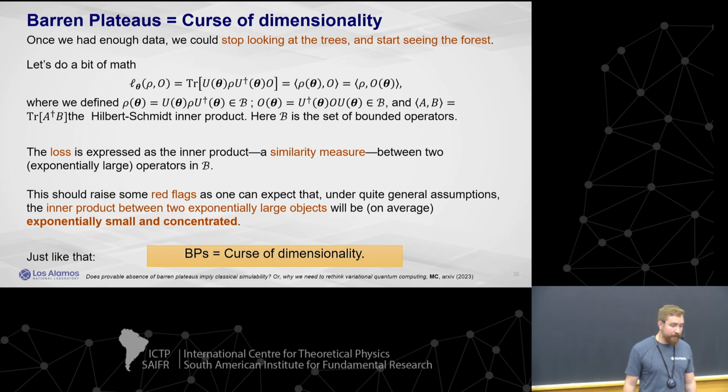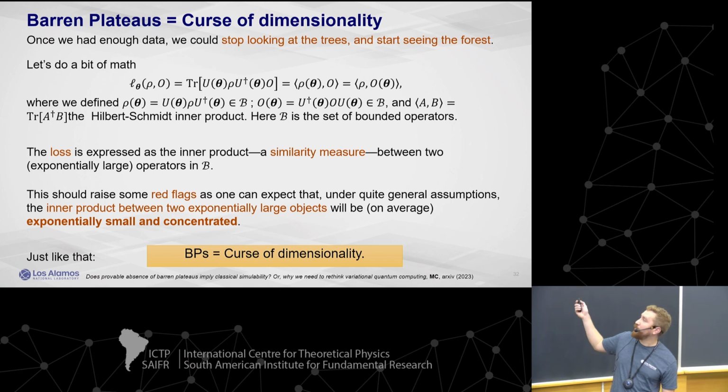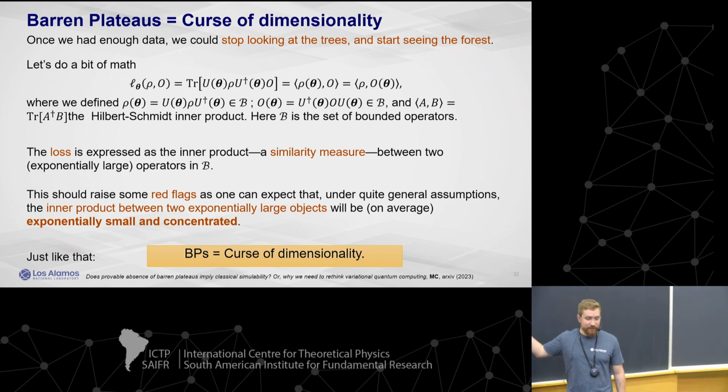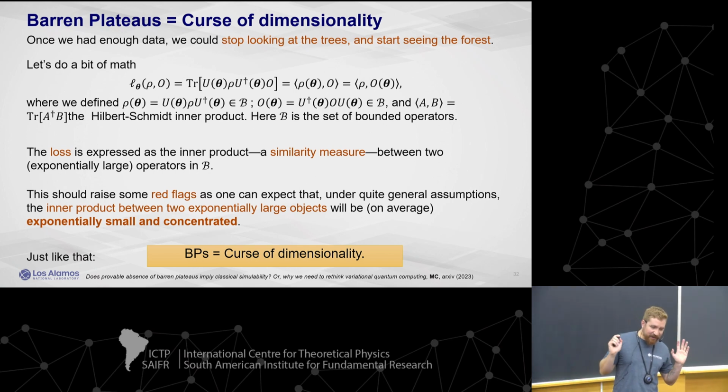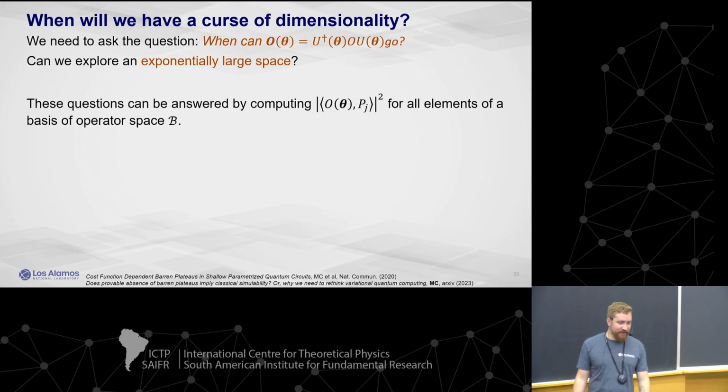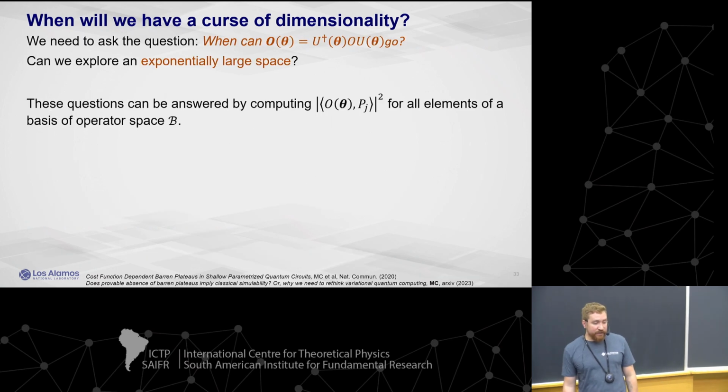And I haven't even gotten into local minima. This is just Barren plateaus. So again, remember that this is just a part of a much larger set of issues. And we can ask the question, well, how do we know if we're going to have a Barren plateau or not?